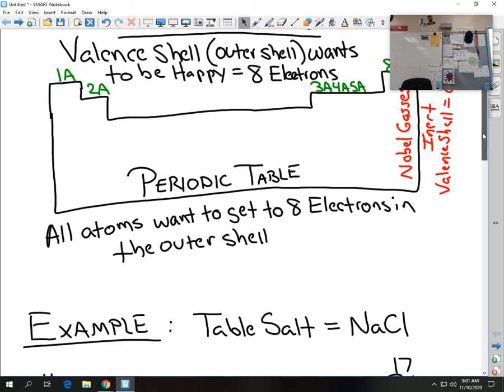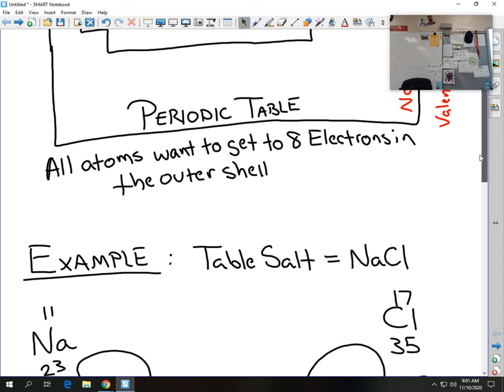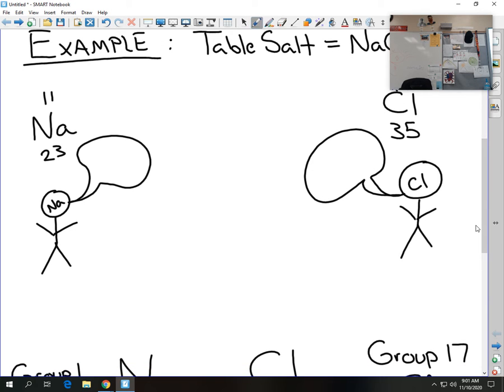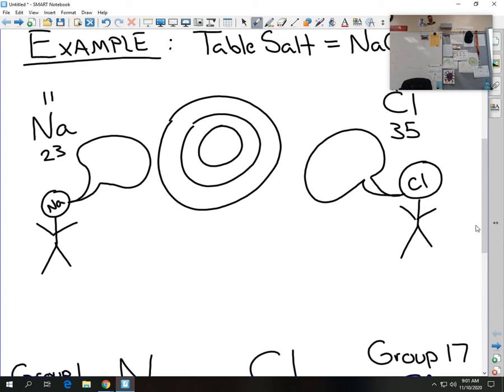So let's just go ahead and do an example. All right, so how do we find out how these atoms get to 8, how they're going to bond? So if we look at sodium, sodium is number 11. And if I was to draw sodium, because it's in period 3, I would need to draw 3 shells for sodium. And so as we did yesterday, sodium is number 11. And if I do my math here, all right, 23 minus 11, it's got 12 neutrons. And then I'm going to put in my 11 electrons.